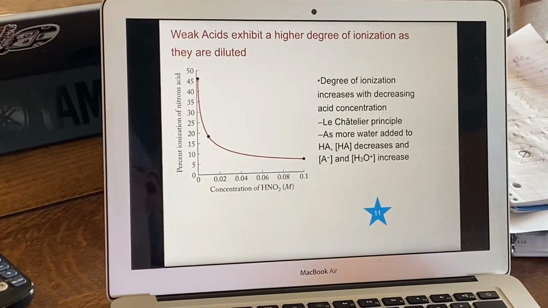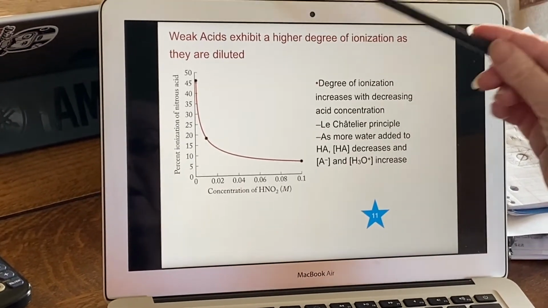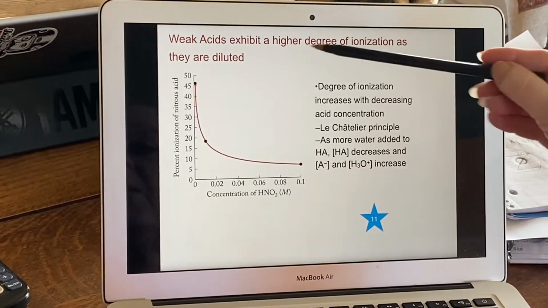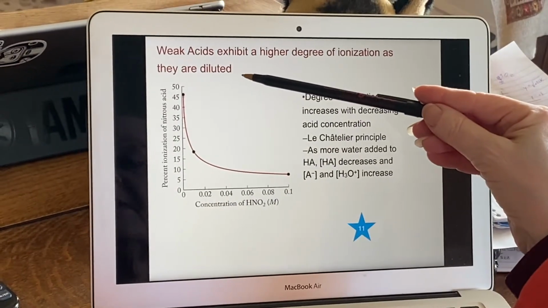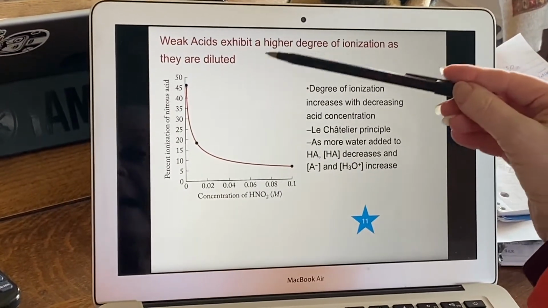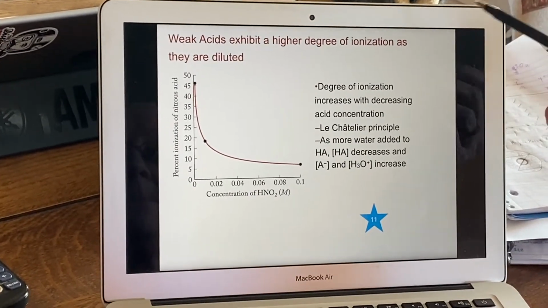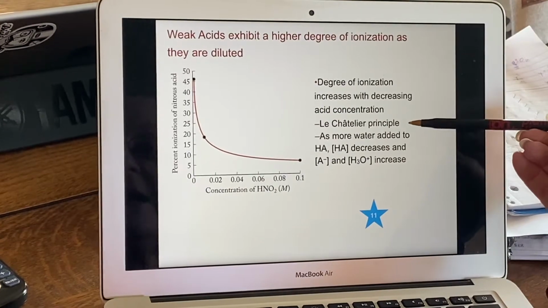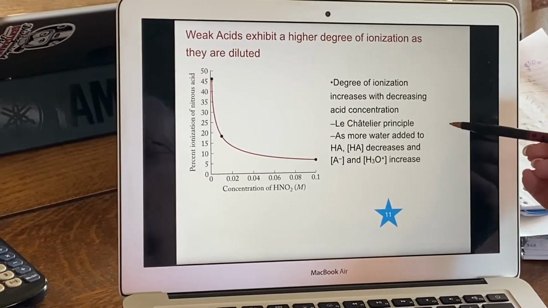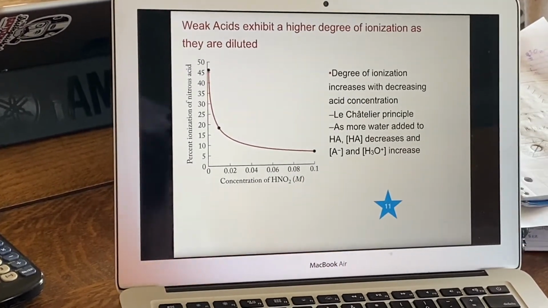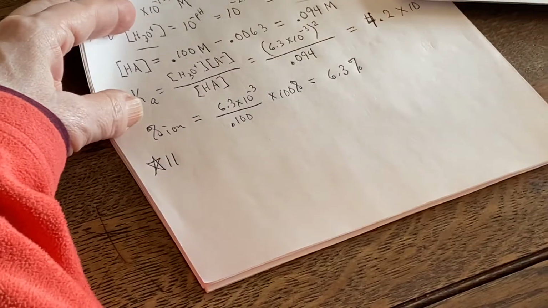Now here is something really odd. Weak acids will exhibit a higher degree of ionization as they are diluted. That is a very strange thing to contemplate. So we have to sort of explain why that would happen. Think about Le Chatelier. That is what you should be doing in this case. And I'm going to go ahead and write something down before we get to 11, really. But it is going to be part of 11 to just try to understand this.